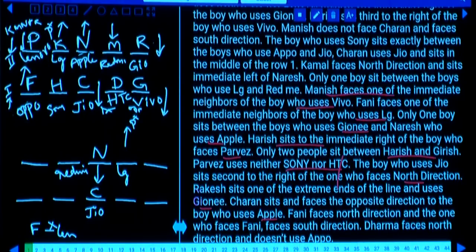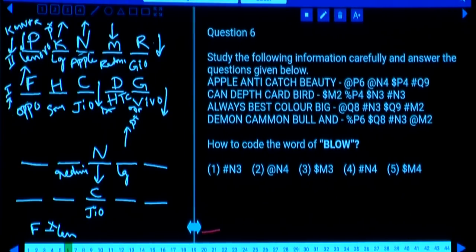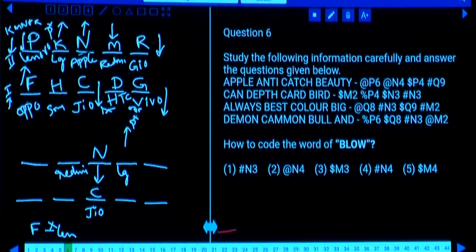Now question number 6 to 10. In this, 6 to 9 is based on what? It is based on coding and decoding. Now in this coding and decoding, the words are apple, anti, catch, beauty.